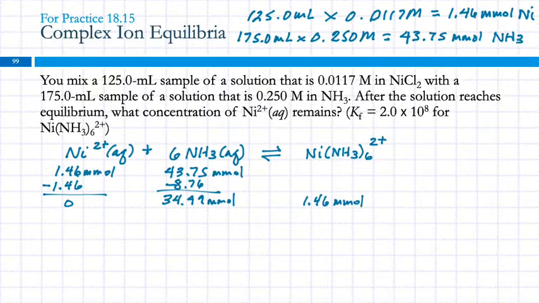So if I divide this by 300 milliliters, 0.1166 molar. And then this one divided by 300 milliliters, 0.00487 molar.